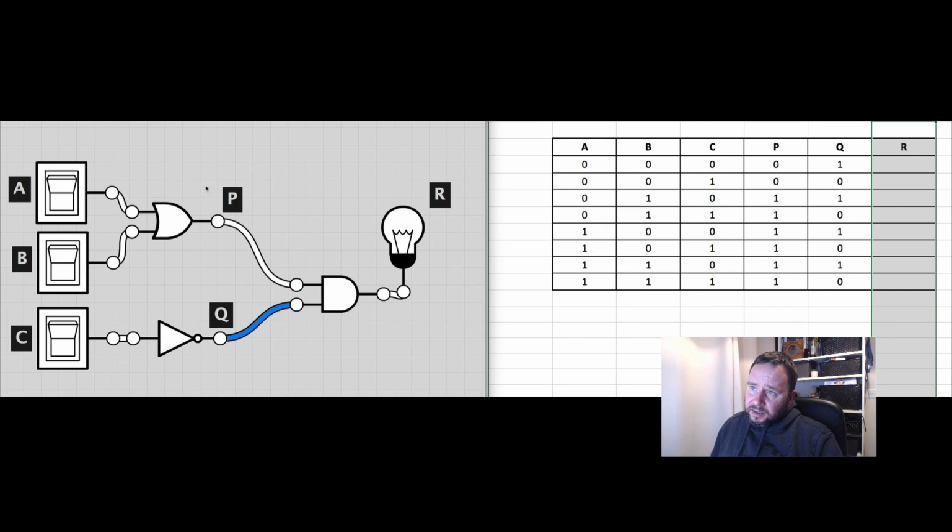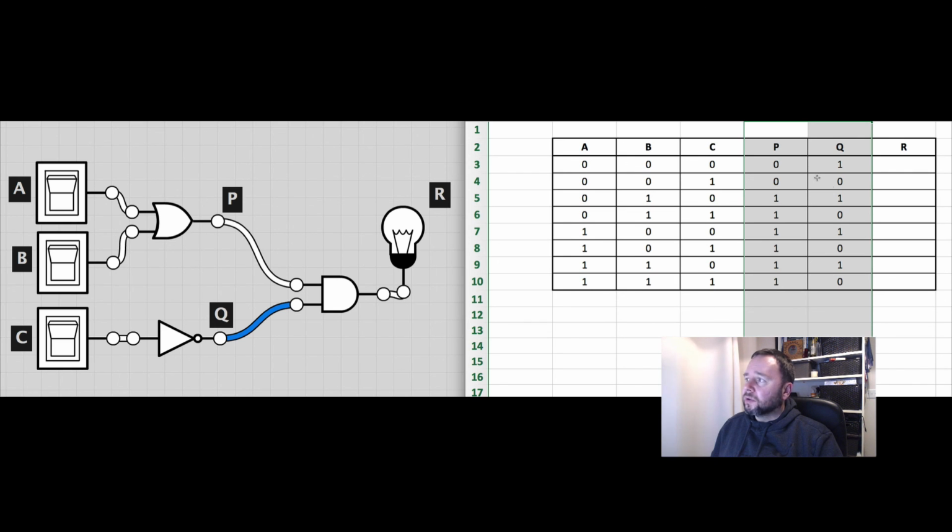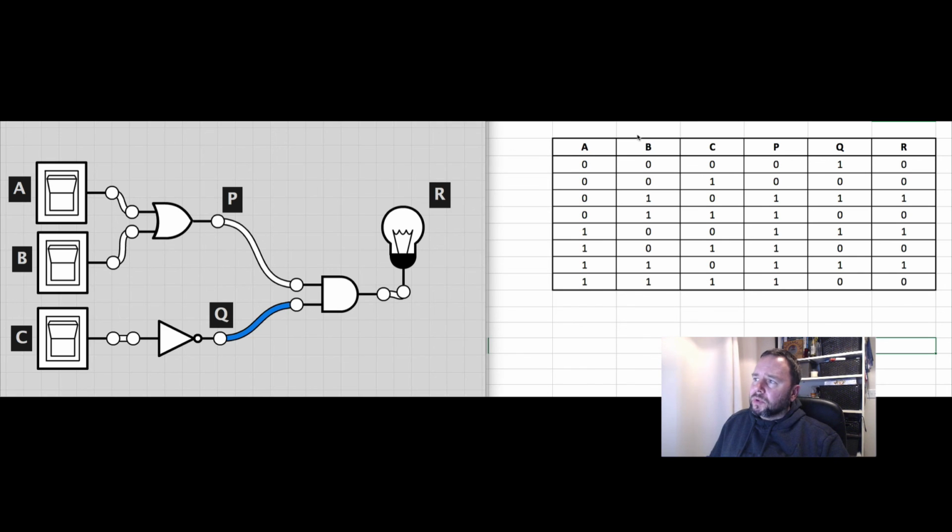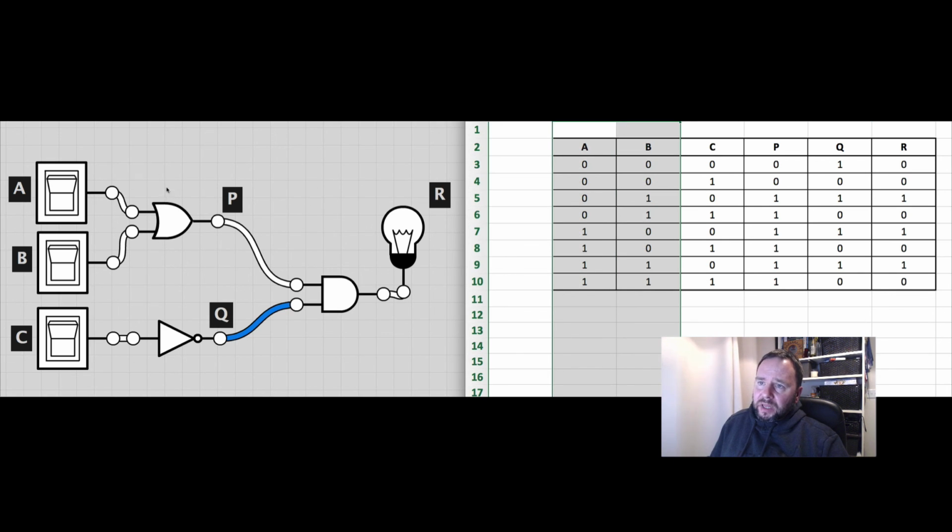What is R? R is P AND Q. So in other words, when these are a 1, so the only time that they are ANDed is there, and there, and there. So the rest must be zeros. Okay, so A OR B gave us P, NOT C gave us Q, and then those ANDed gave us R. Break it down to make revision great again.